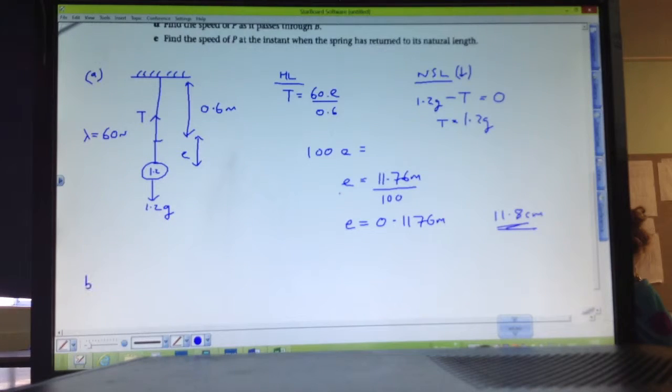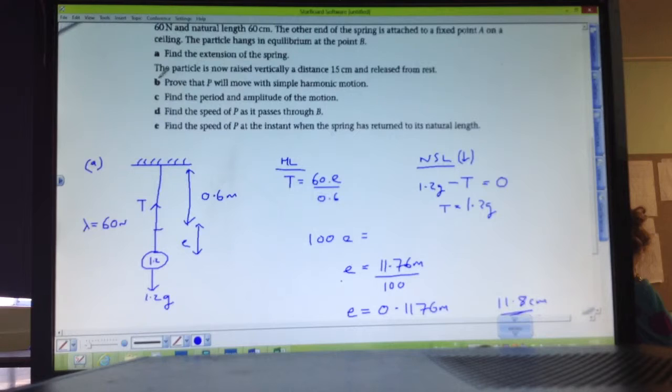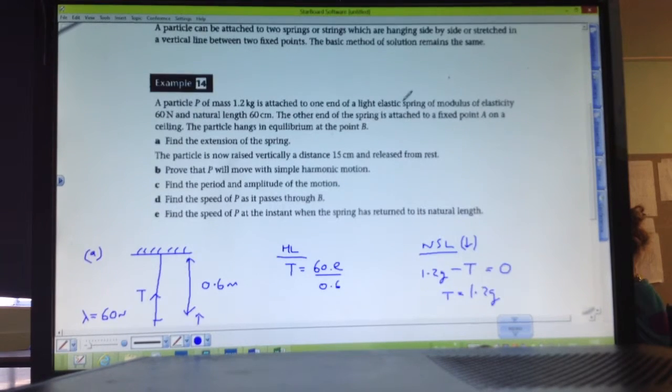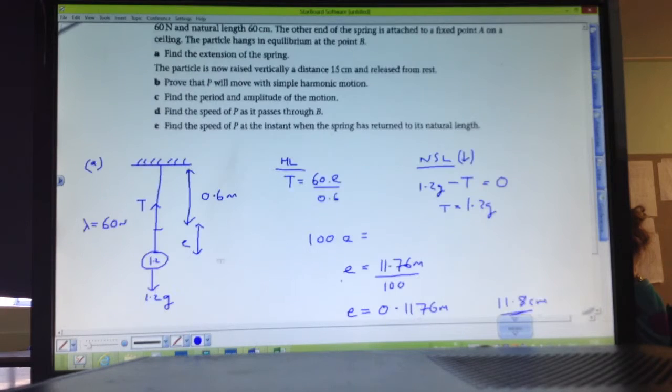Right, part B. The particle is now raised vertically a distance of 15 centimetres and released from rest. So this extension here is 11.8. It's a spring, so it's going to be put into compression. Do you agree? 15 centimetres above. Now this is the clue as to what. What is that telling me that is?